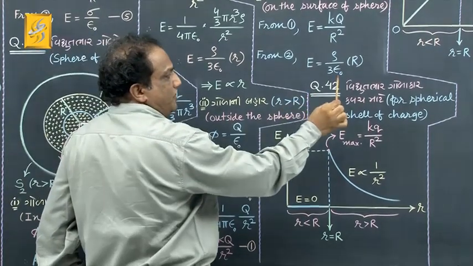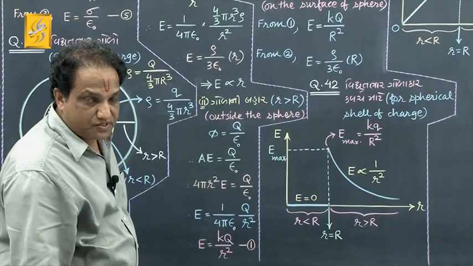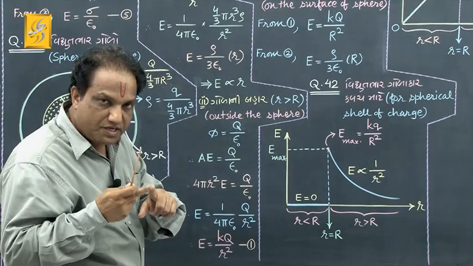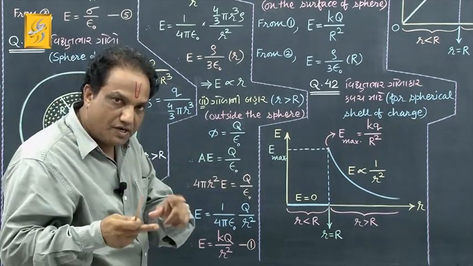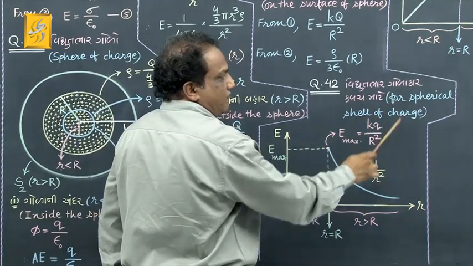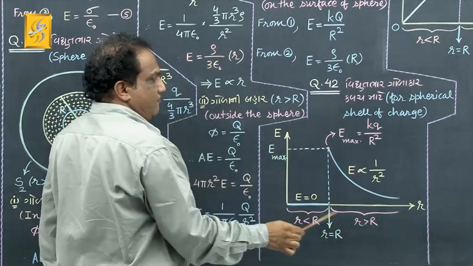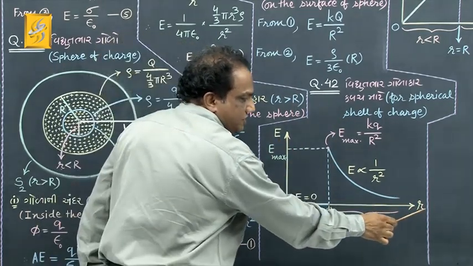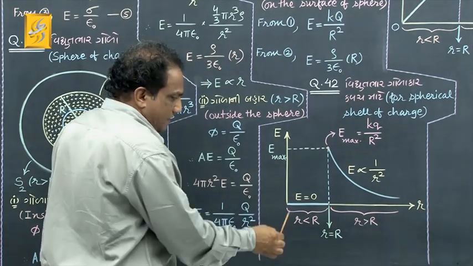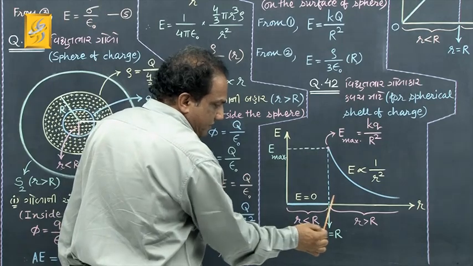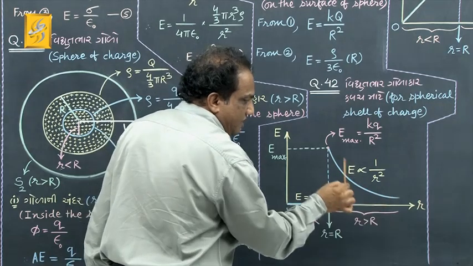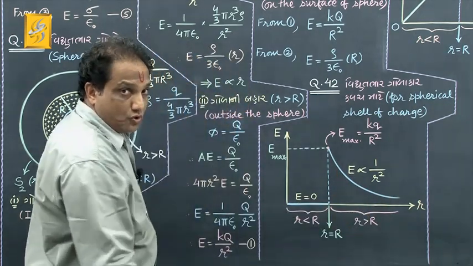Let us see now question number 42. We are going to plot two graphs, electric field versus distance from the center of spherical shell of charge and of sphere of charge. Let us see one by one. First we take spherical shell of charge, and when you plot a graph of electric field versus distance from the center of spherical shell of charge, the graph is like this. Look, from here to here electric field is 0, and then after here electric field varies like this hyperbola. Why it is like that I am showing you.